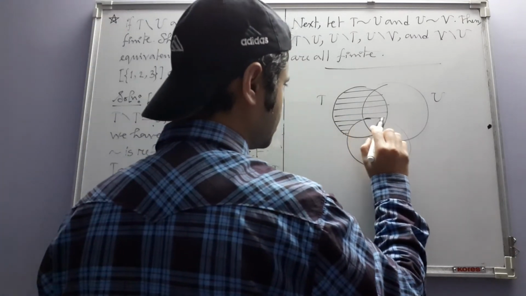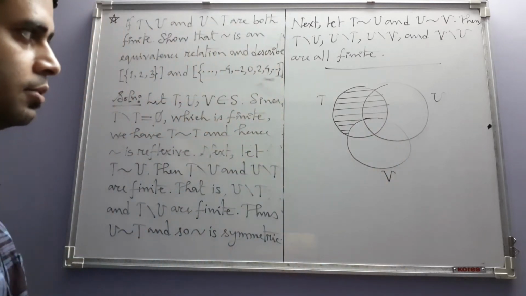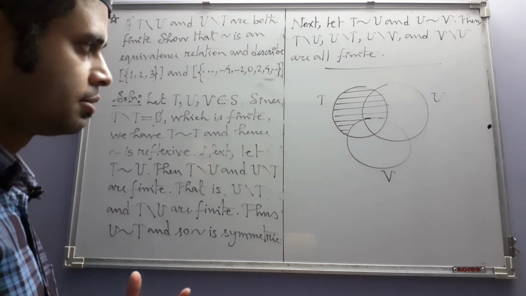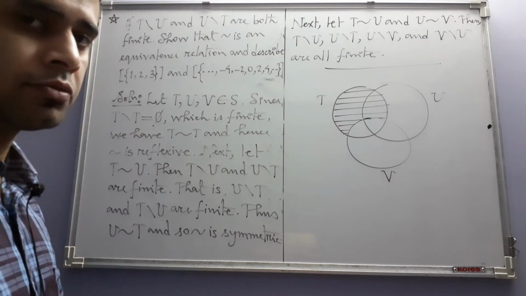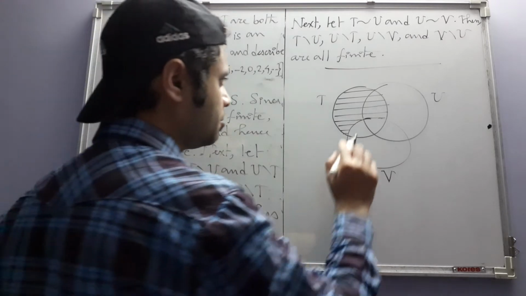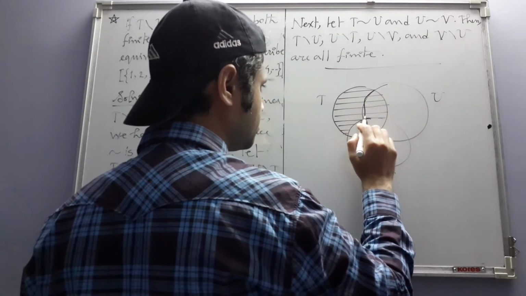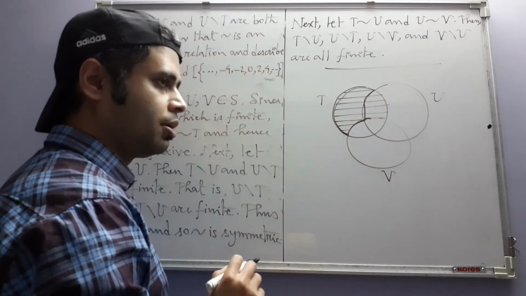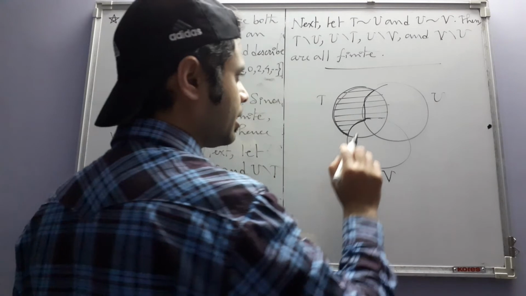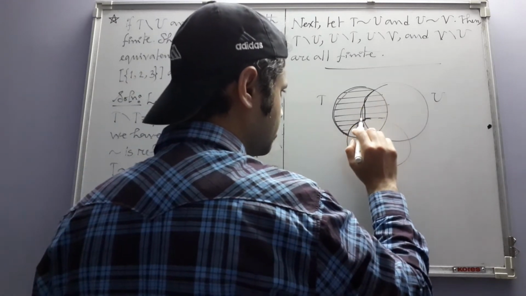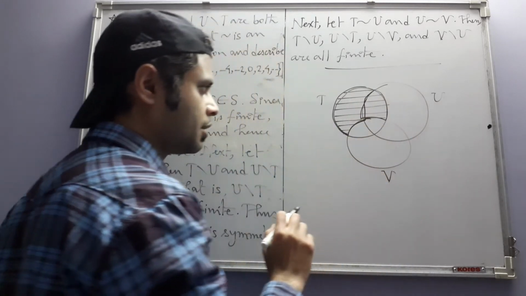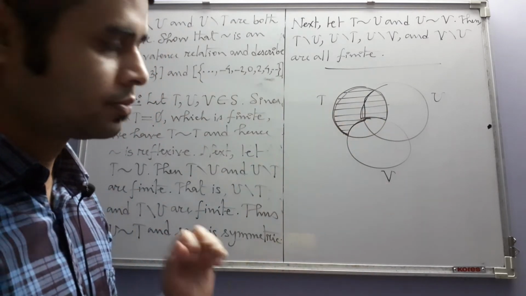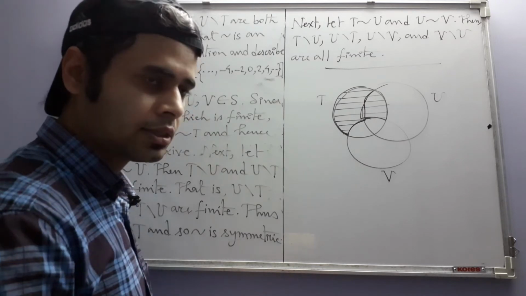This is T difference V. Now we can see that T difference V actually is a combination of two regions. One is this region, which consists of the elements that belong to only T, and the other is this region, which consists of the elements that belong to both T and U but not V. Okay, so we are now guessing something.